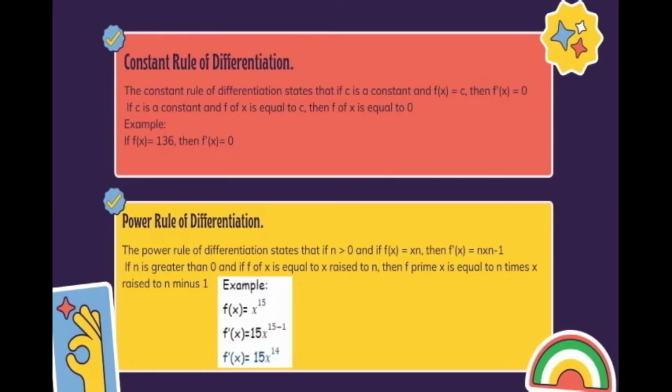The constant rule of differentiation states that if c is a constant and f of x is equal to c, then f prime of x is equal to 0. The power rule of differentiation states that if n is greater than 0 and if f of x is equal to x raised to n, then f prime of x is equal to n times x raised to n minus 1.